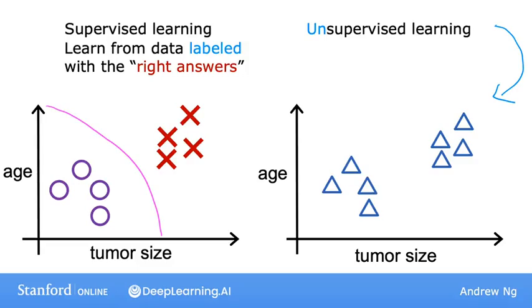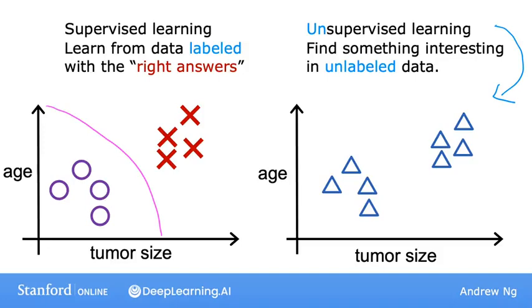We're not asked to diagnose whether the tumor is benign or malignant because we're not given any labels Y in the dataset. Instead, our job is to find some structure or some pattern, or just find something interesting in the data. This is unsupervised learning. We call it unsupervised because we're not trying to supervise the algorithm to give some quote right answer for every input. Instead, we ask the algorithm to figure out all by itself what's interesting or what patterns or structures there might be in this data.